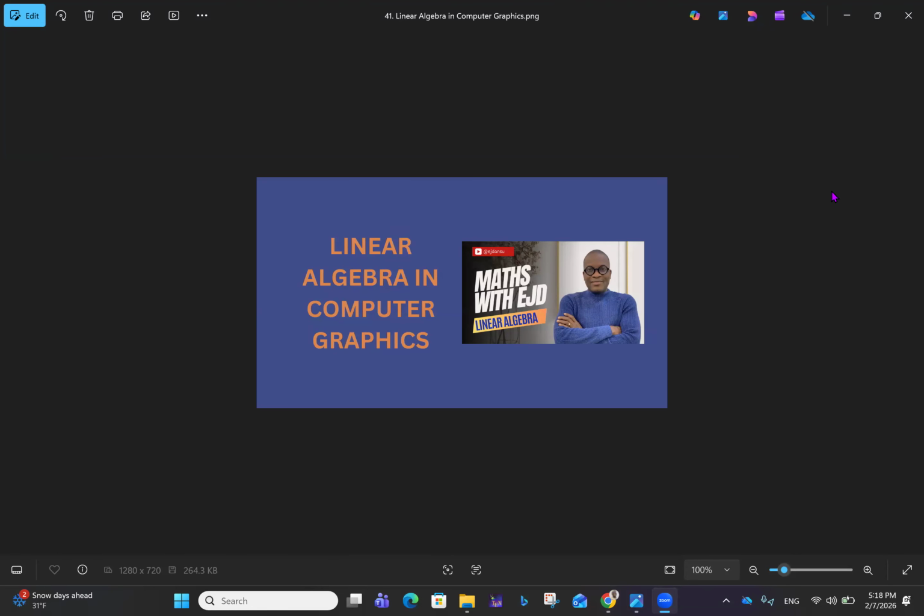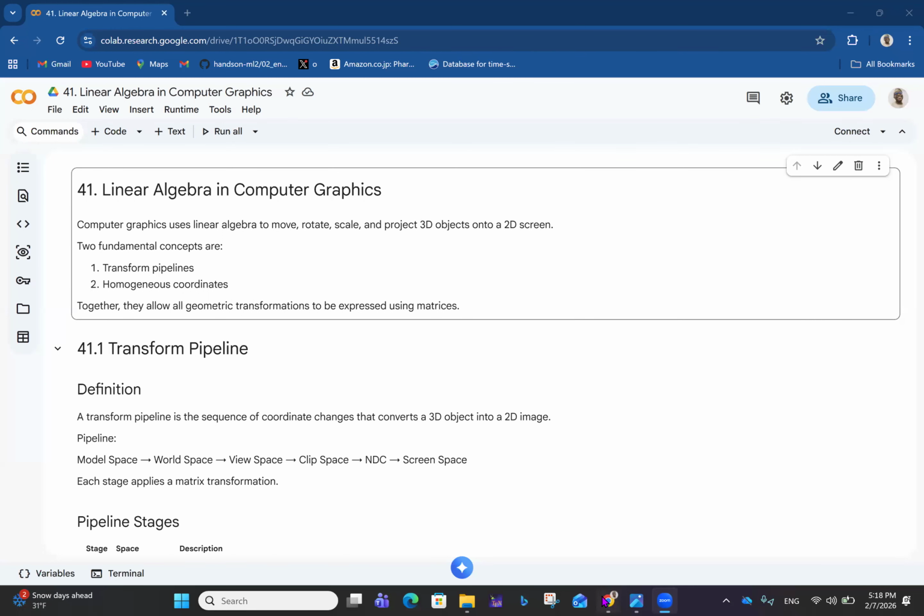Still on advanced and applied linear algebra, we'll be looking at linear algebra in computer graphics. In the last video, we considered linear algebra in data science, and we saw how linear algebra helps to talk about feature space, principal component analysis, and even regression in data science. So this is another application of linear algebra in computer graphics, and it's really important.